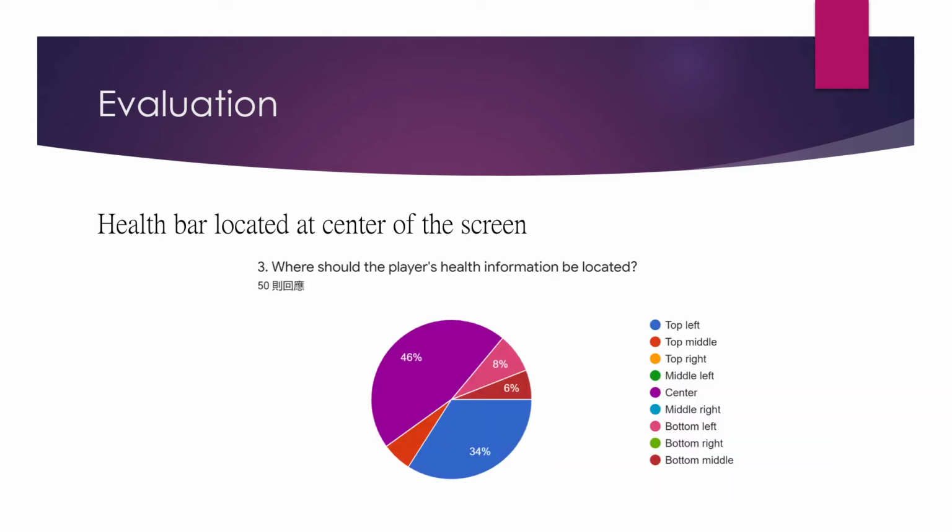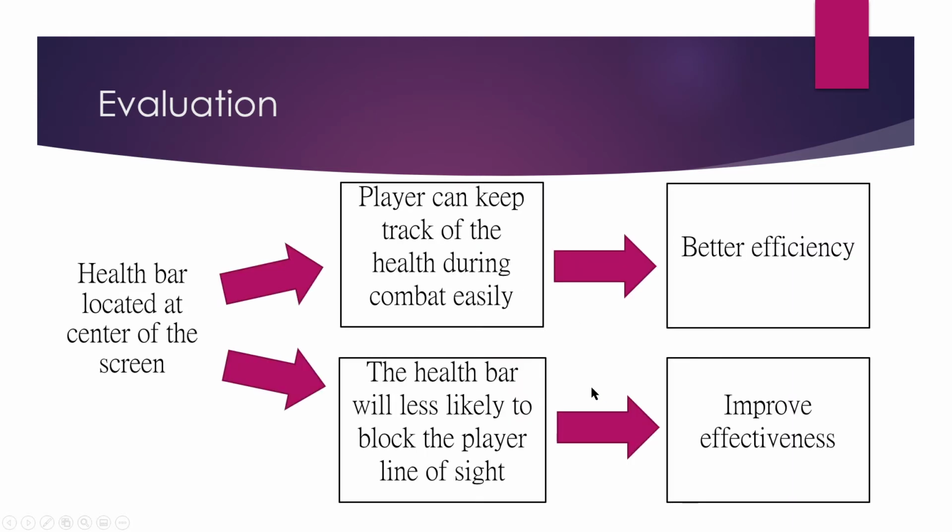And this questionnaire shows that the majority of the interviewees, 46% of them, choose that they want to locate the player health information, which is the health bar, at the center of the screen. And just a quick summary of why the health bar should be located at the center of the screen. Number one, it helps players to keep track of their health during battle. And number two, the health bar located at the center of the screen is less likely to block the player's line of sight, which improves both efficiency and effectiveness of the user interface.